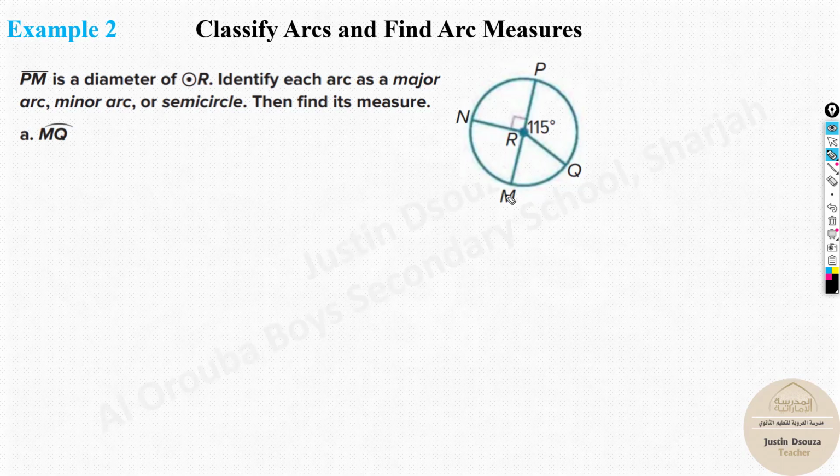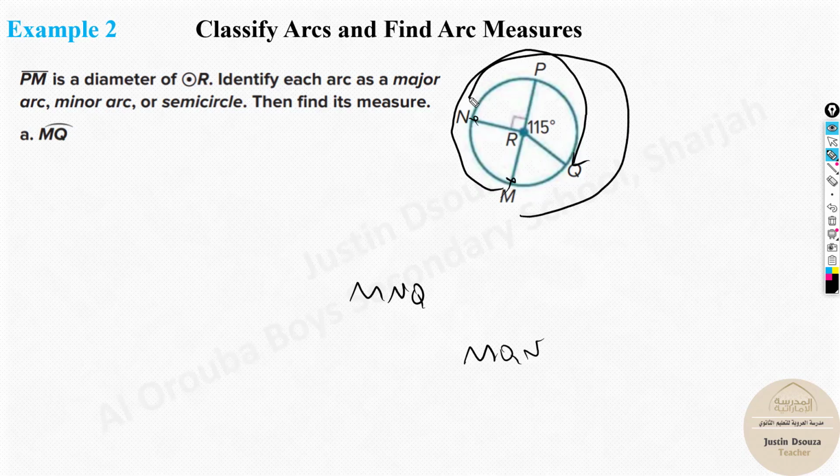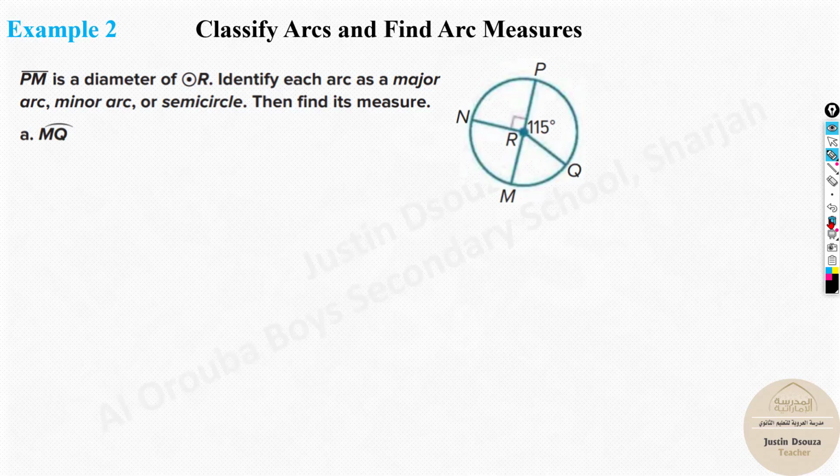Now, one more thing. How do we name the arcs? If I have written M and Q, you must see the first is M, and the next one is N. So this is the way to go: M, N, and then where is Q? Over here. Now, if it was written as MQN, then it would go this way: MQ, and then N we reach over here. So this is how we measure the arcs.